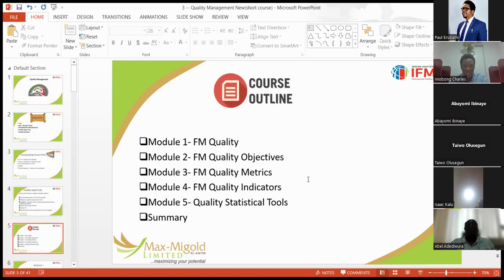All right. Now module one will be FM quality. What is quality to FM? How do we look at quality, right? Then module two will be FM quality objectives.